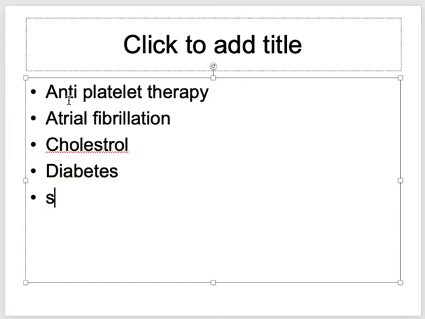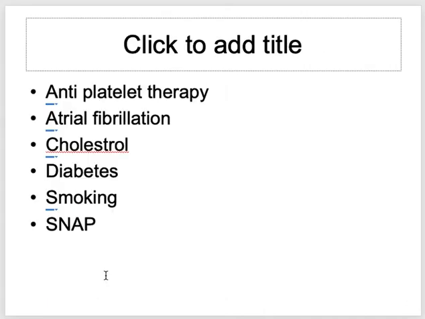If the patient is a smoker, address their smoking. Okay, ask them to follow the SNAP technique. S is for smoking, N is for nutrition, A is for alcohol, and P is for physical activity. Limit their alcohol, and encourage them for more and more physical activity. That's the important thing we ask these patients to do.